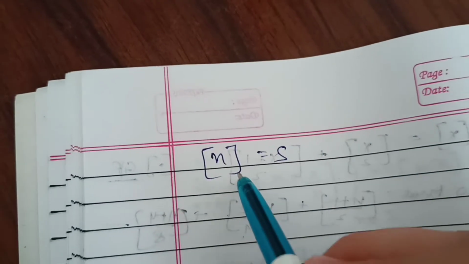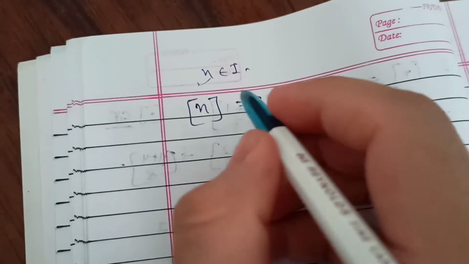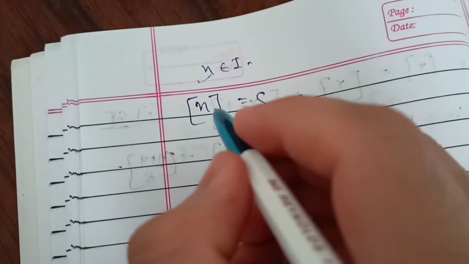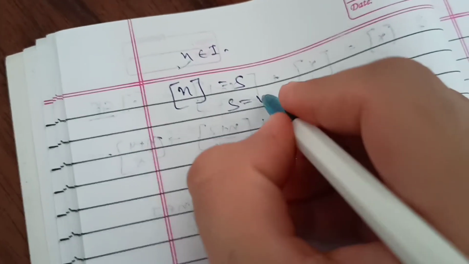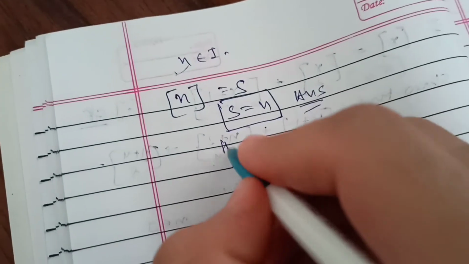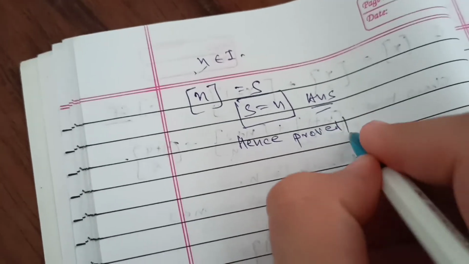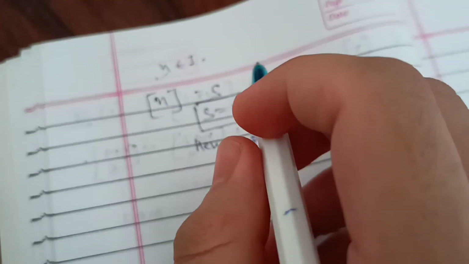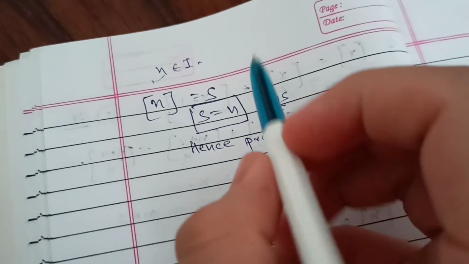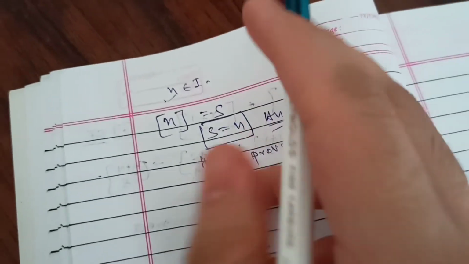S is equal to n, and in the question it's mentioned that n belongs to integers. For any integer n, the greatest integer function of n is n itself. So S is equal to n. This is how you prove it. Hence proved.